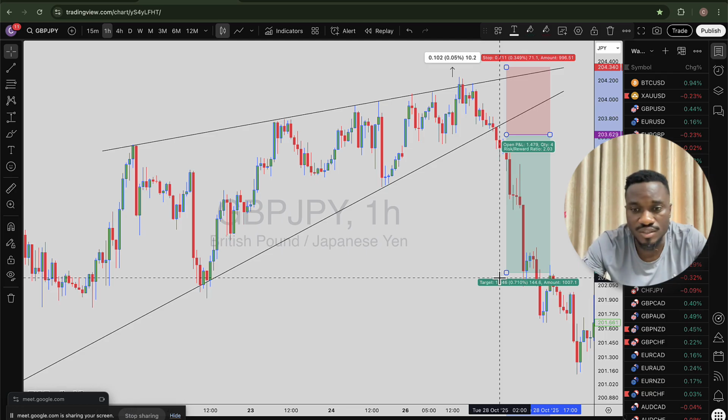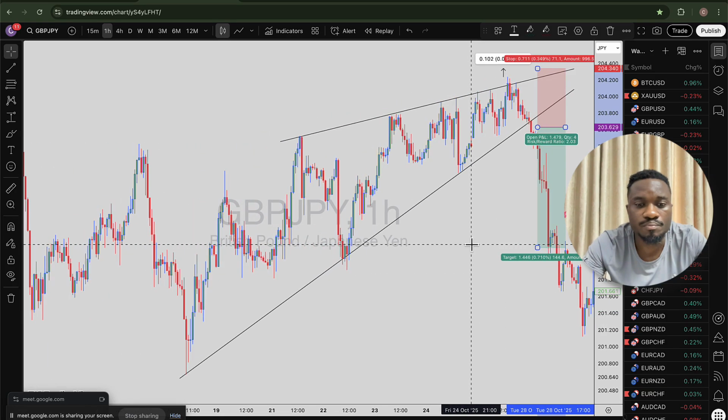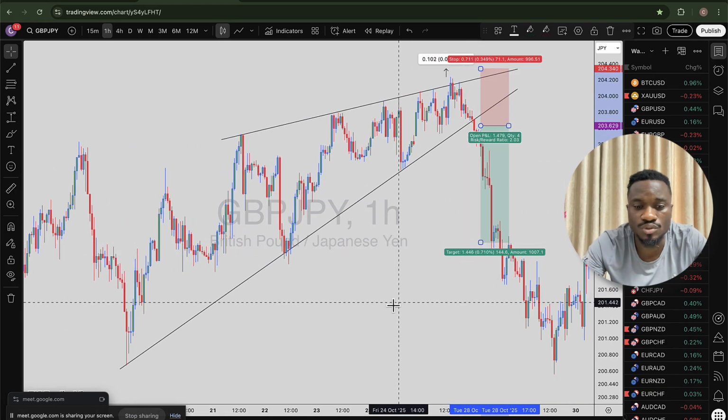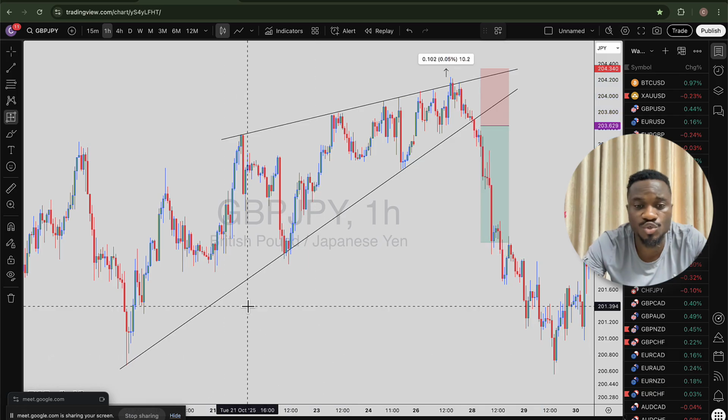So that is it. Now, based on what we had right here, this is our TP1, and our TP1 aligns to a strong demand zone.